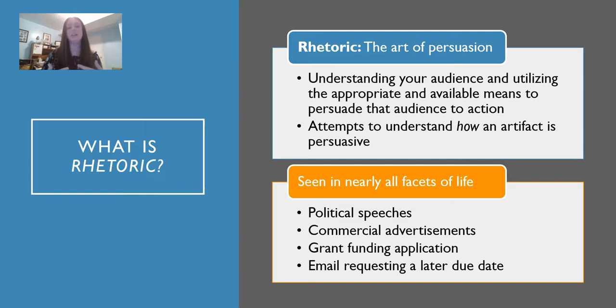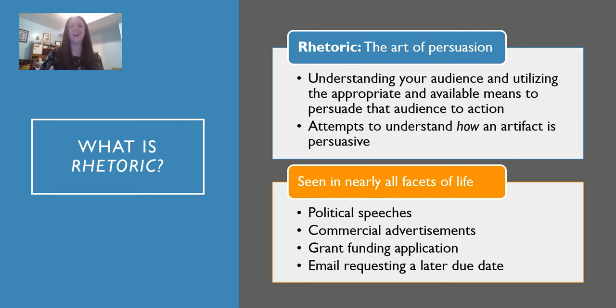We also can see it, in a more professional way, in a grant funding application. Let's say that you're a biology major and you want to do some research, let's say out at Zion. You'll need to write a grant funding request to a certain organization. You need to persuade them why you are the best group or person to receive that funding and why your project is worth the time, the energy, the effort, and the finances that will go to support it.